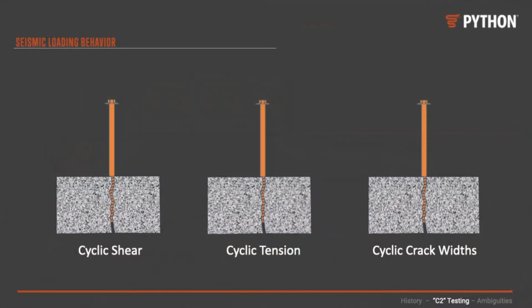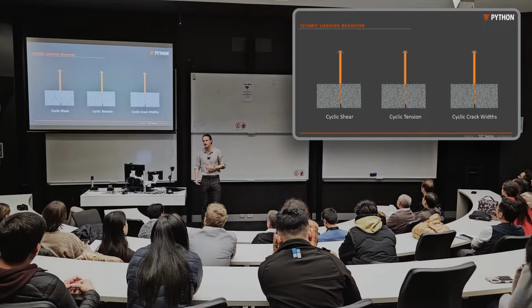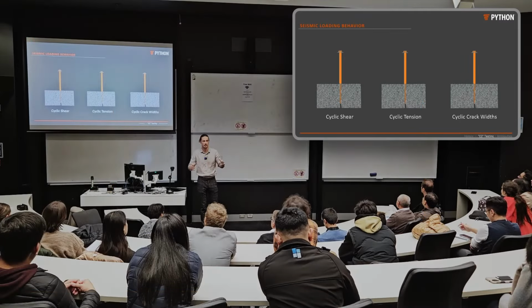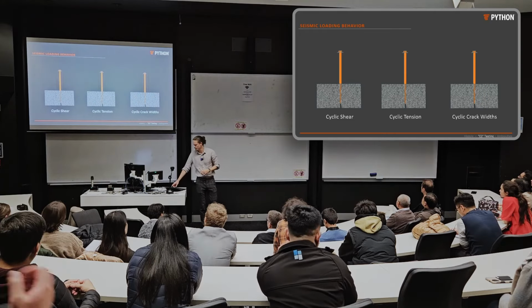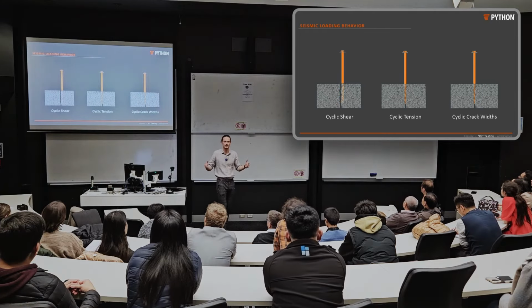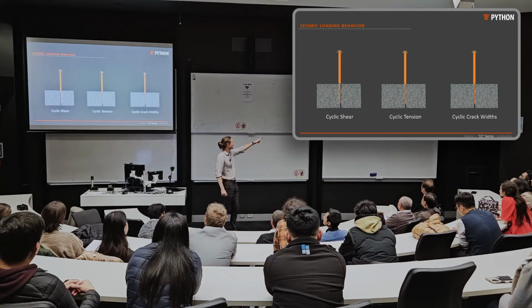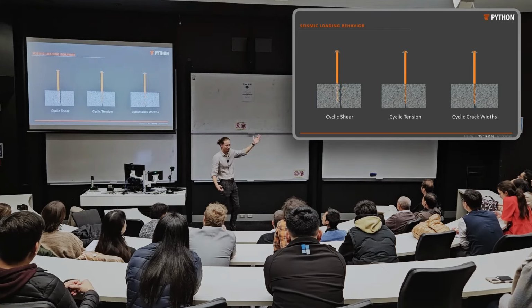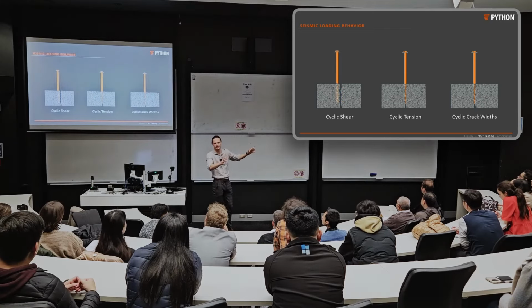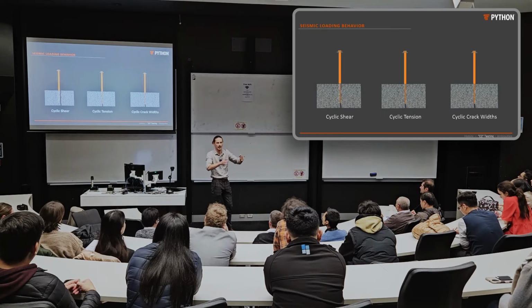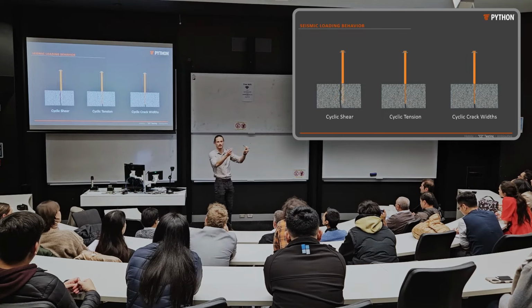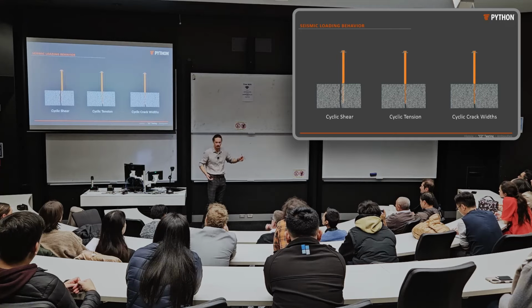Now, with regards to the loading protocols, there's three that we take into consideration when we're developing a C2 capacity. The first is cyclic shear, and I hope you really enjoy my fantastic animations. We put a new lateral system into a wall. The wall is loaded in plane. Our anchors are going to be acting in cyclic shear. It's well understood.